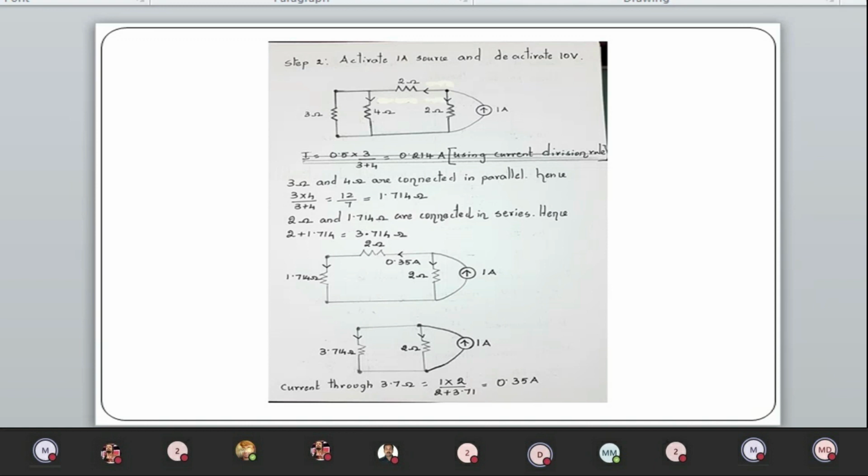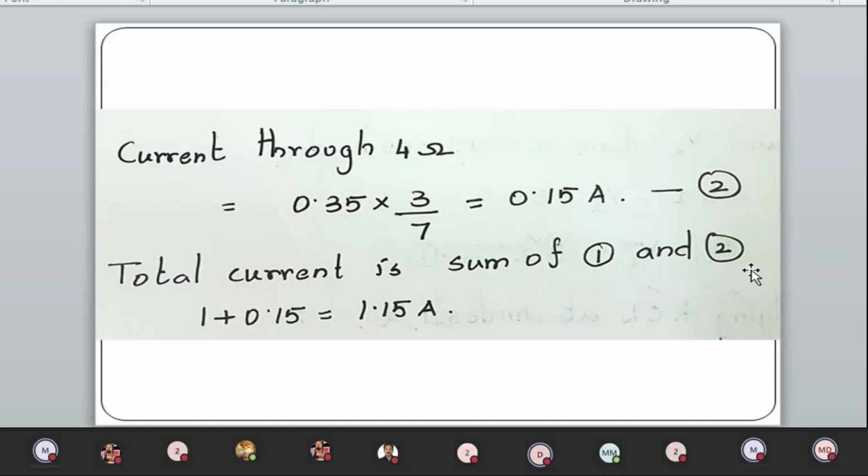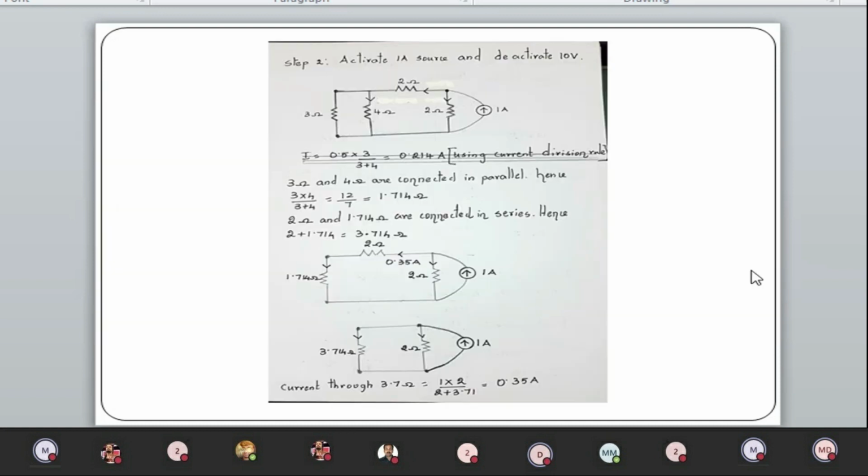Let us proceed. So you will have only two resistive networks, 3.714 and 2 ohms. Now the current entering is 1 amp. You are supposed to determine the current value. By current division rule, it is 0.35 amps. Because you have to consider the network once again, you have to find the current through the 2 ohm, which is nothing but 0.35.